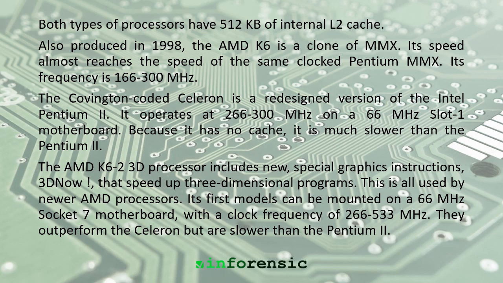The Covington-coded Celeron is a redesigned version of the Intel Pentium 2. It operates at 266 to 300 MHz on a 66 MHz Slot 1 motherboard. Because it has no cache, it is much slower than the Pentium 2.